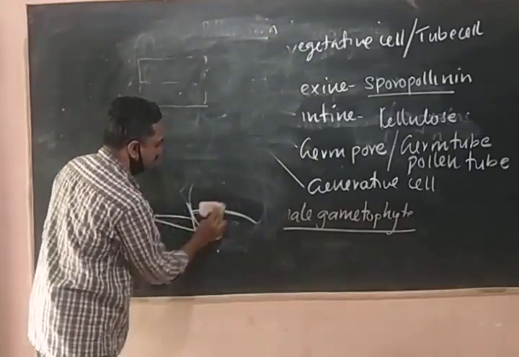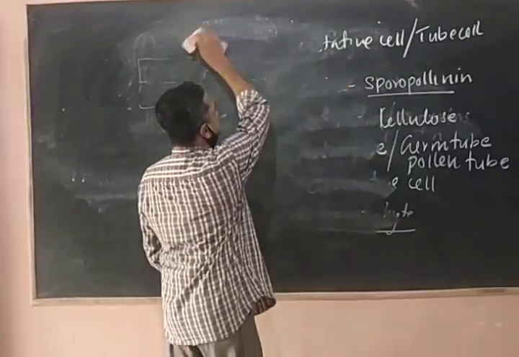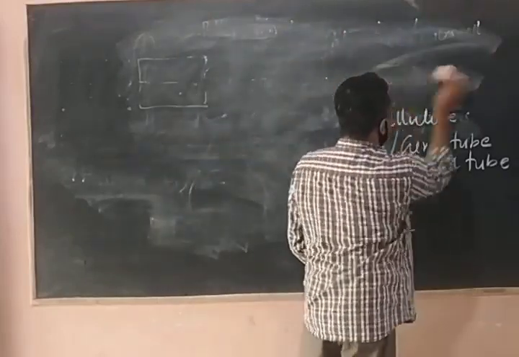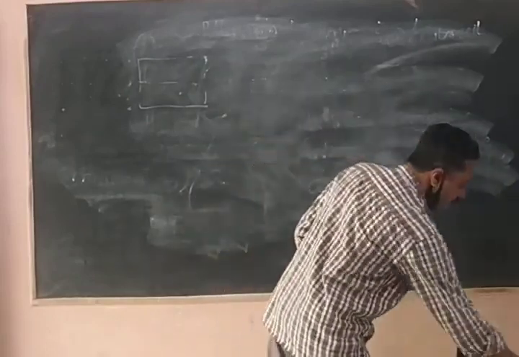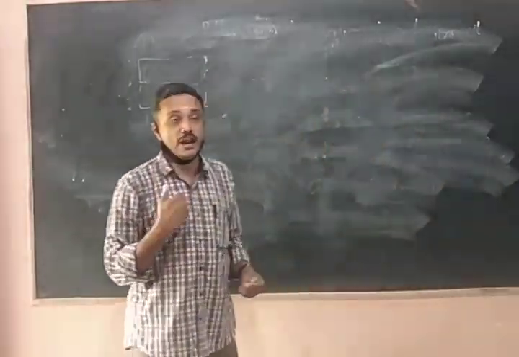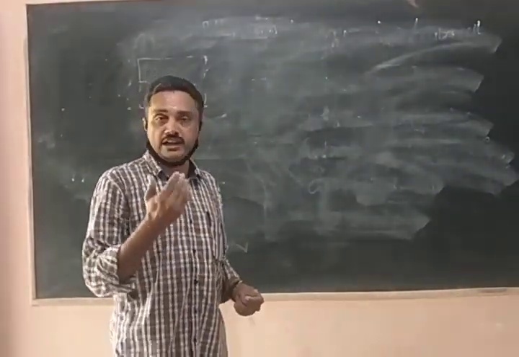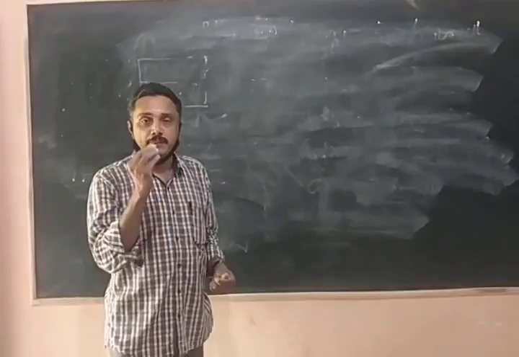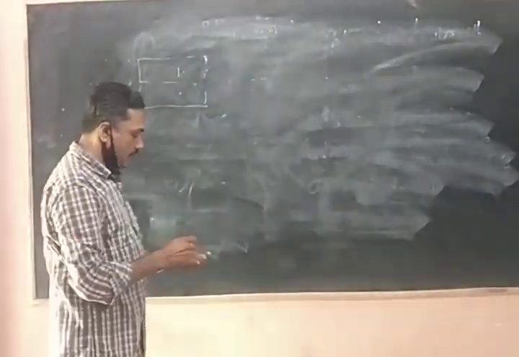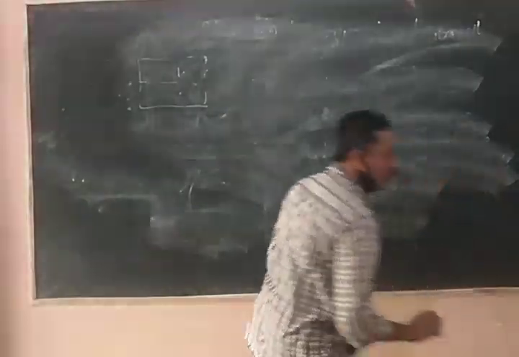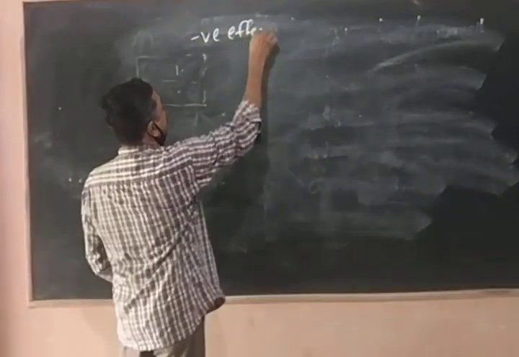Pollen grains are economically important. The question is how pollen grains affect human life positively and negatively. How are pollen grains affecting negatively? I will write the points one by one. What are the negative effects of pollen grains?